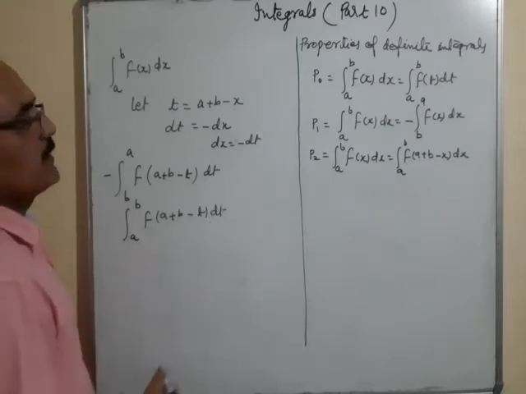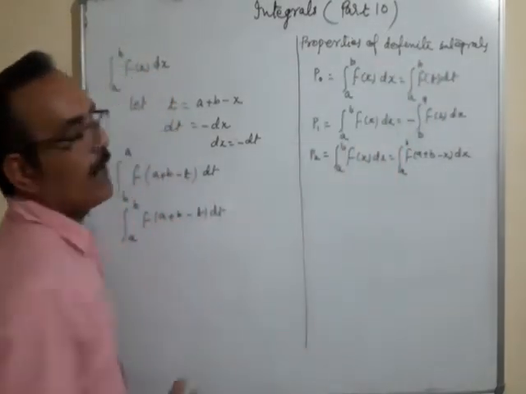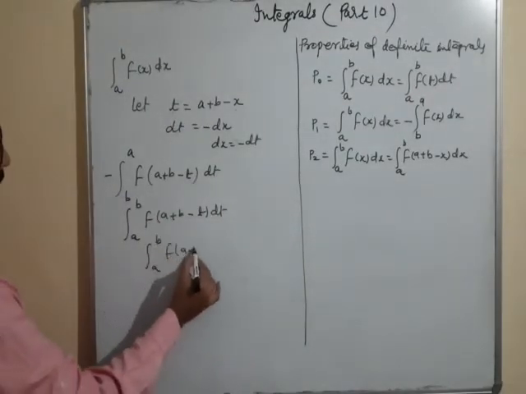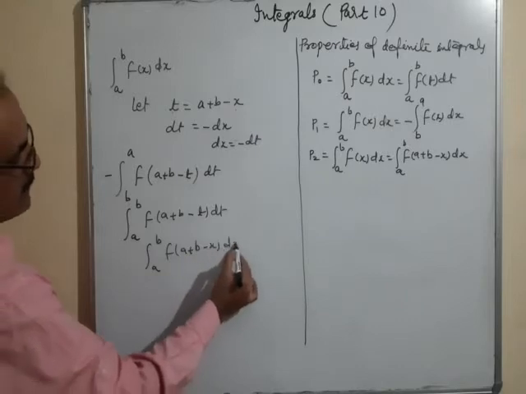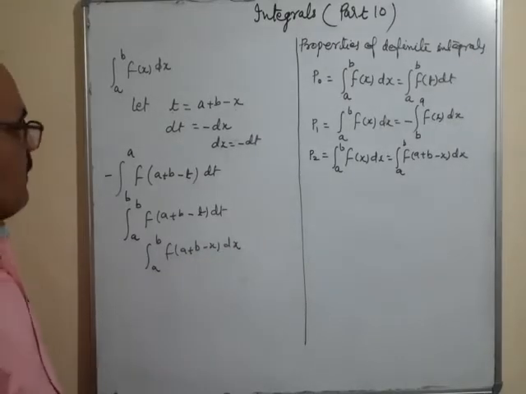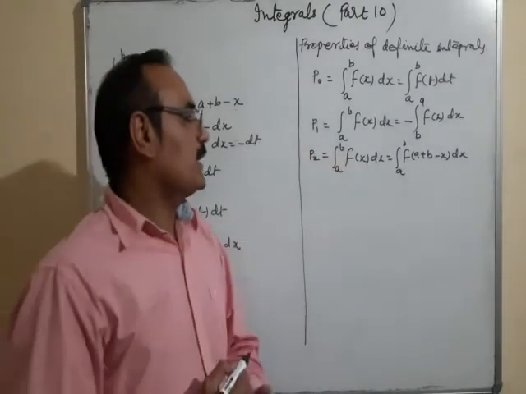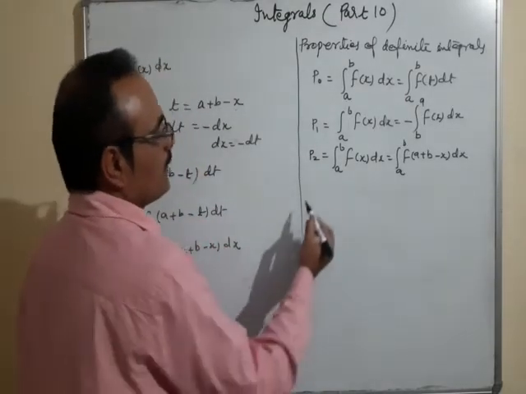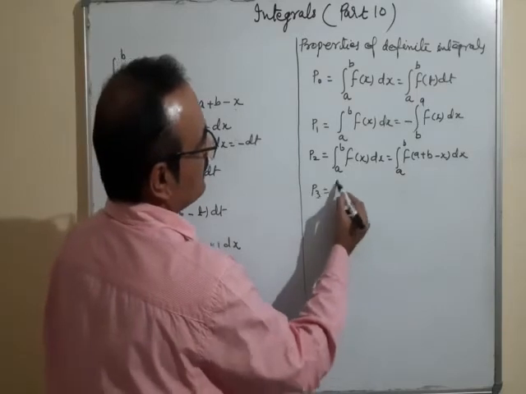And the first property says that integral f of x dx is equal to integral f of t dt. So we can write here integral a to b f of a plus b minus x dx. Okay. So integral a to b f of x dx is equal to integral a to b f of a plus b minus x dx.